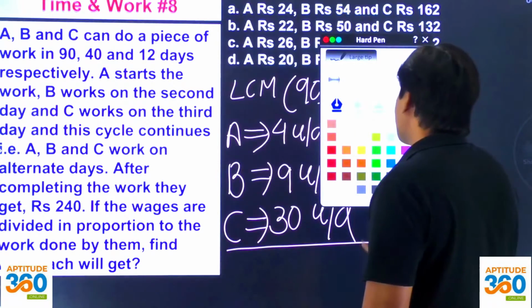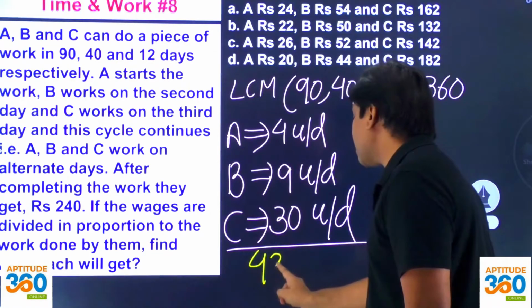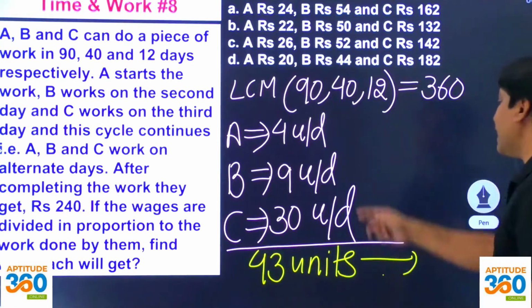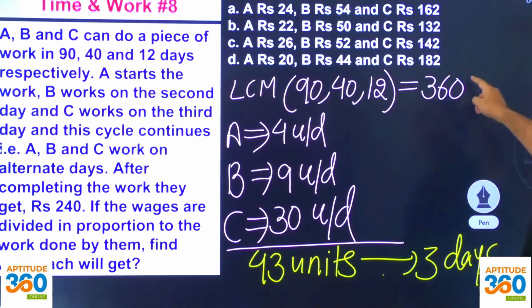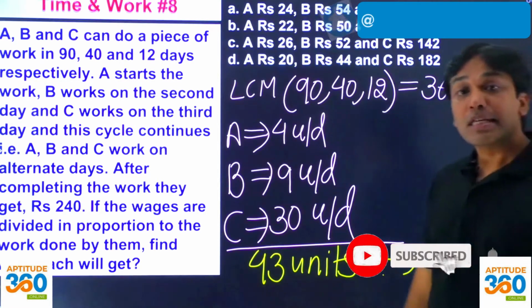Now if such is a condition, 4 plus 9 plus 30, can I say that 43 units of the work is being done by these 3 individuals in how many days? 3 days. And what is the total work that you will have to complete? You will have to complete a total of 360 units.